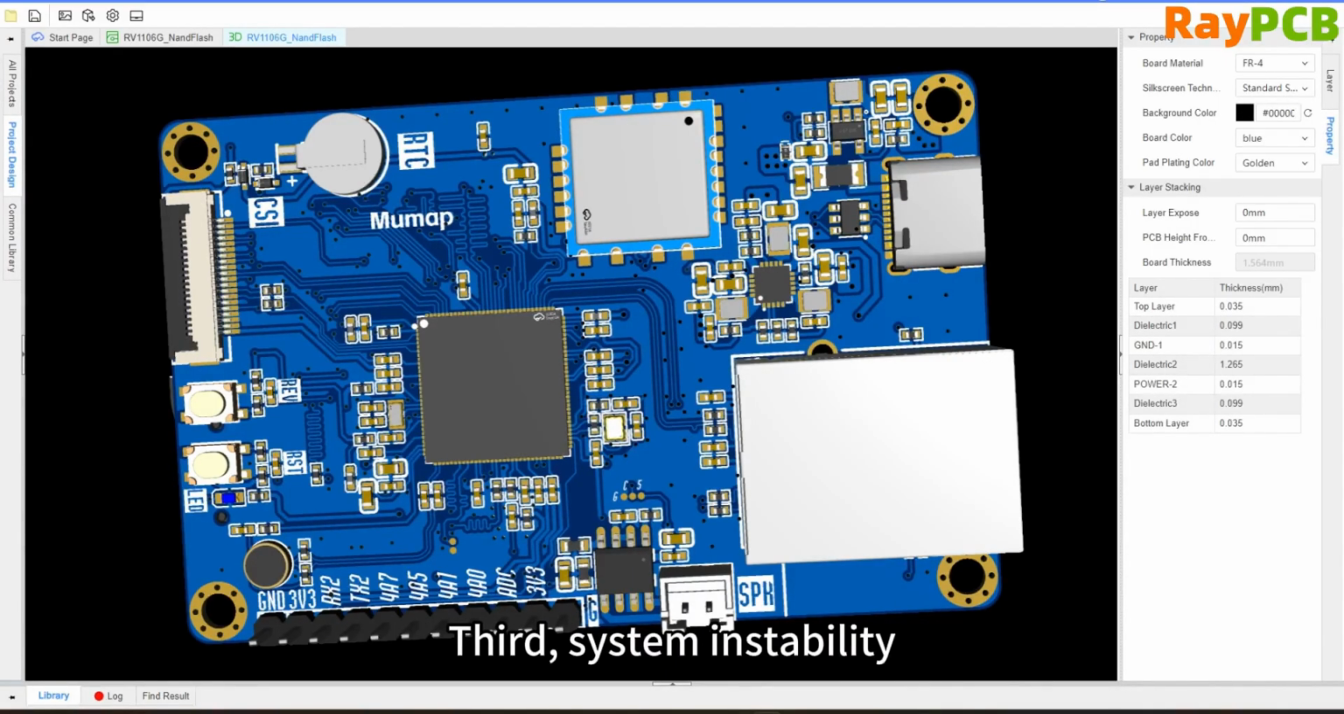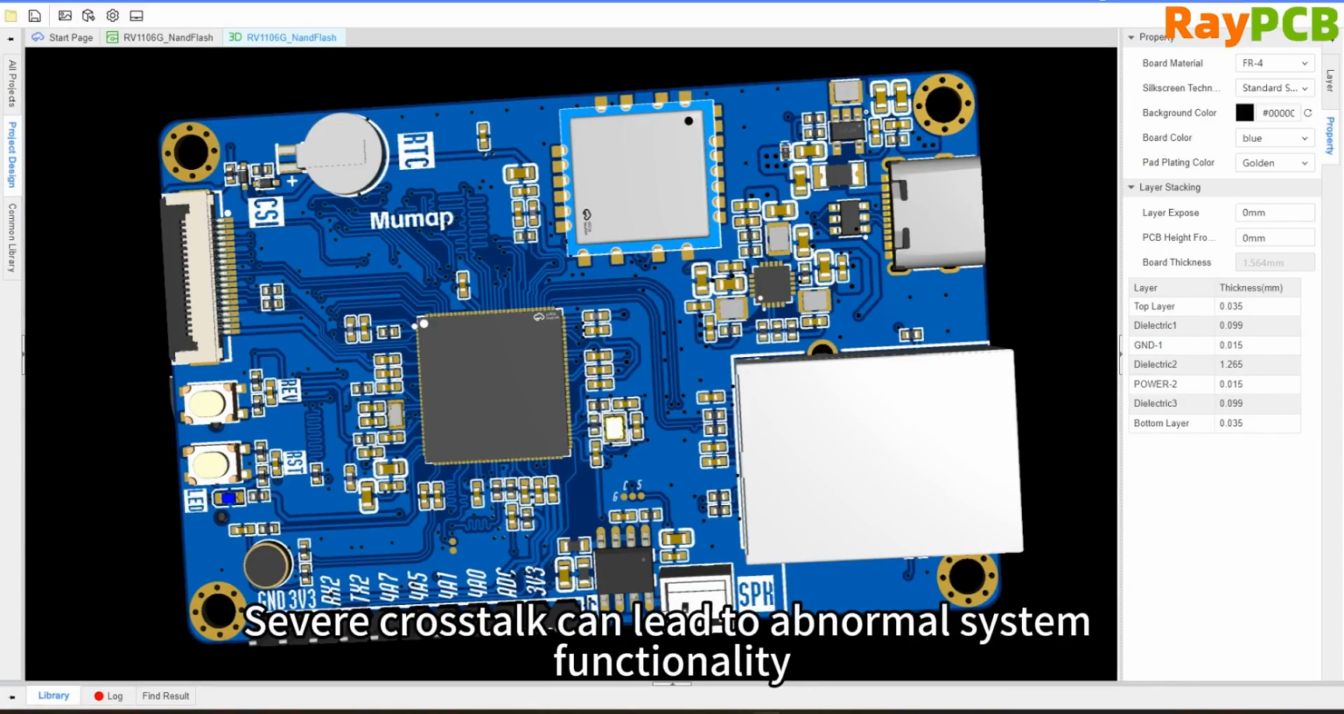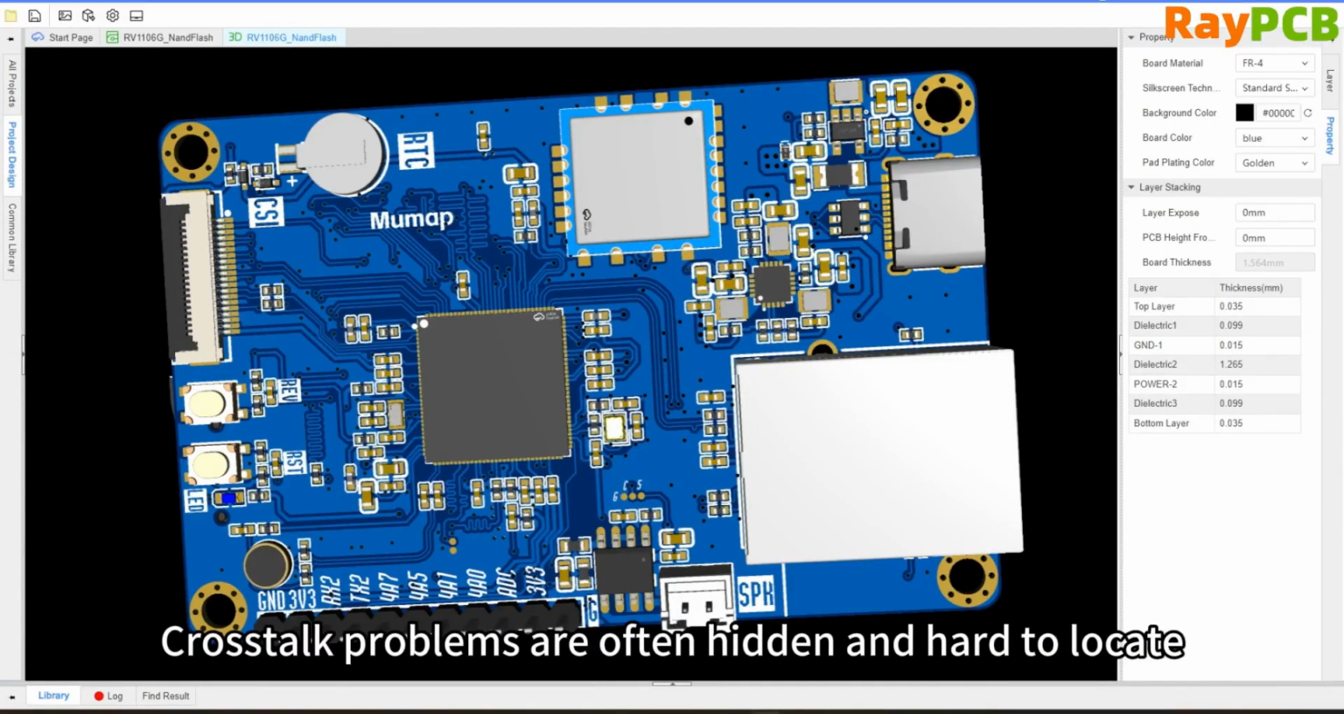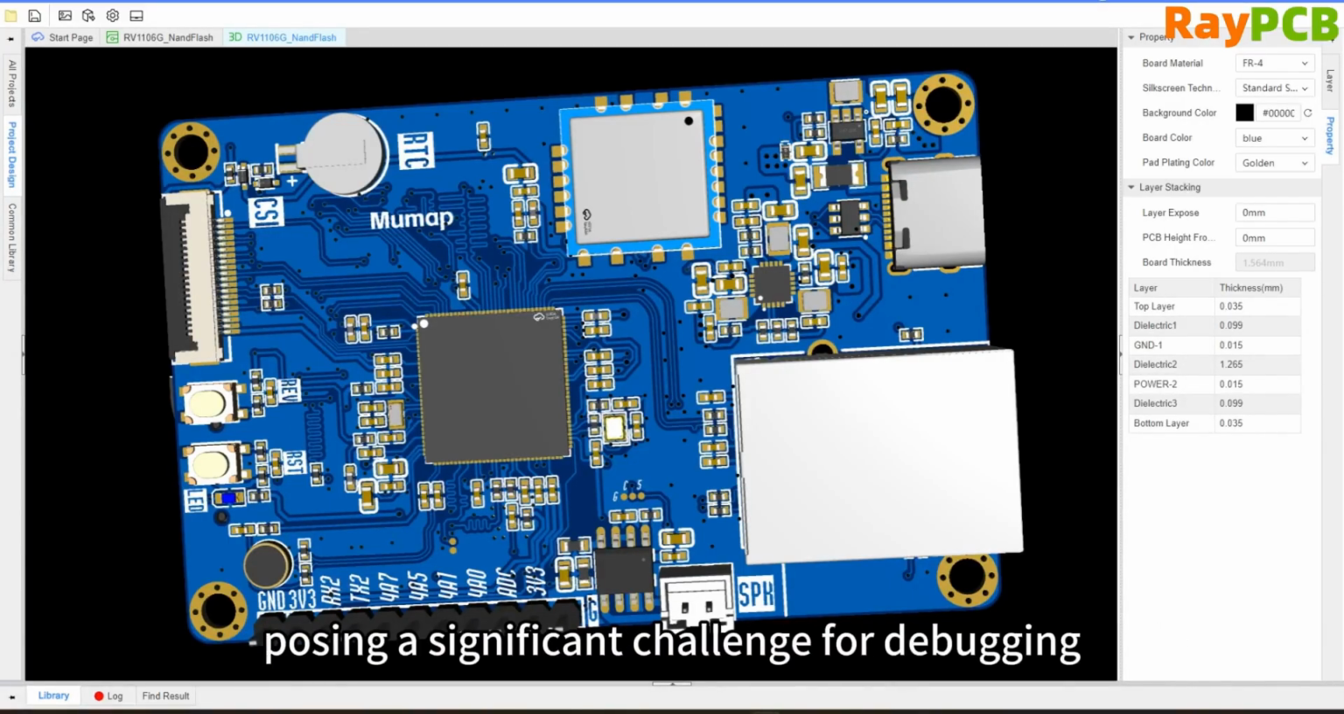The third is system instability. Severe crosstalk can cause the entire system to malfunction or even crash. The fourth is that it makes debugging difficult. Crosstalk issues are often hidden and hard to pinpoint, posing significant challenges for debugging.